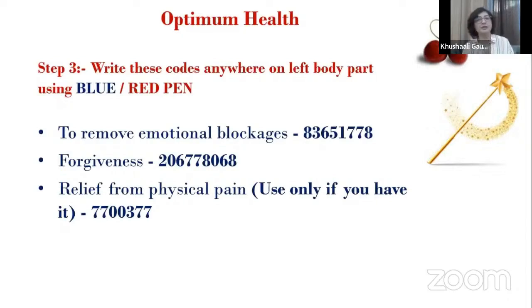If you have it, then only you have to use the third number code. Otherwise, you can just use the 2 number codes. One is for the emotional blockages. So to clear your emotional blockages, the number code is 83651778. You have to use any one pen and you have to write it.